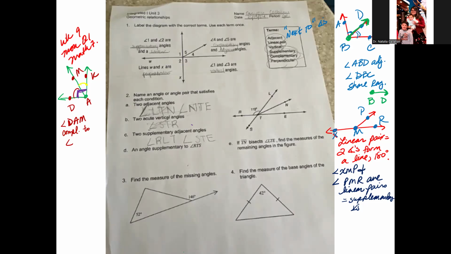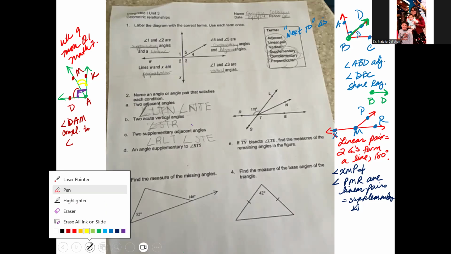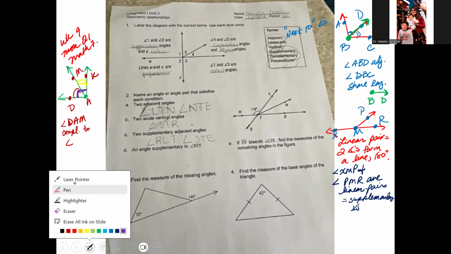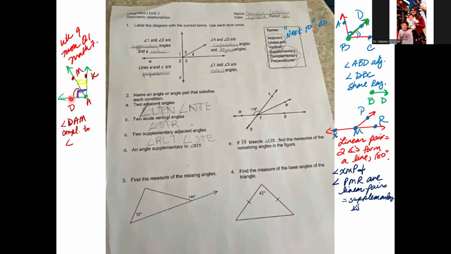How do you label this yellow angle right there? I need the 3 letters. How would you refer to the yellow angle? Okay, you're not getting this. Pay attention. DAM is this angle right here, and it's complementary to this yellow angle. What would you label this yellow angle? You need 3 letters. KAM. There you go. Or MAK. That's complementary, right? Okay.